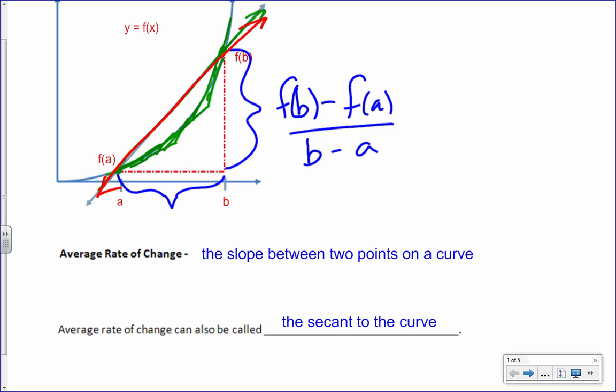Maybe this is a time interval down here. Maybe A is 1 second and B is 3 seconds. To find the average rate of change over that period of time, I would just find that slope right there. Okay. Just find the slope between those 2 points of interest. Okay. Average rate of change, that's pretty important. So let's try a couple on that one.